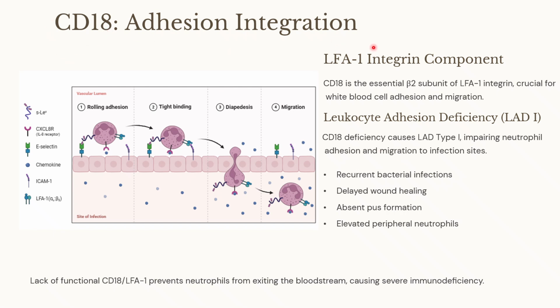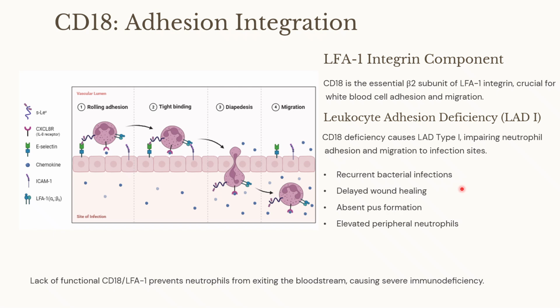CD18, adhesion integrin. CD18 is the adhesion molecule. CD18 is the beta subunit of LFA1. This is LFA1 over here. So this LFA1 has a beta subunit, that is CD18. LFA1 is an integrin which is critical for leukocyte adhesion, as you notice here, and migration during inflammation.